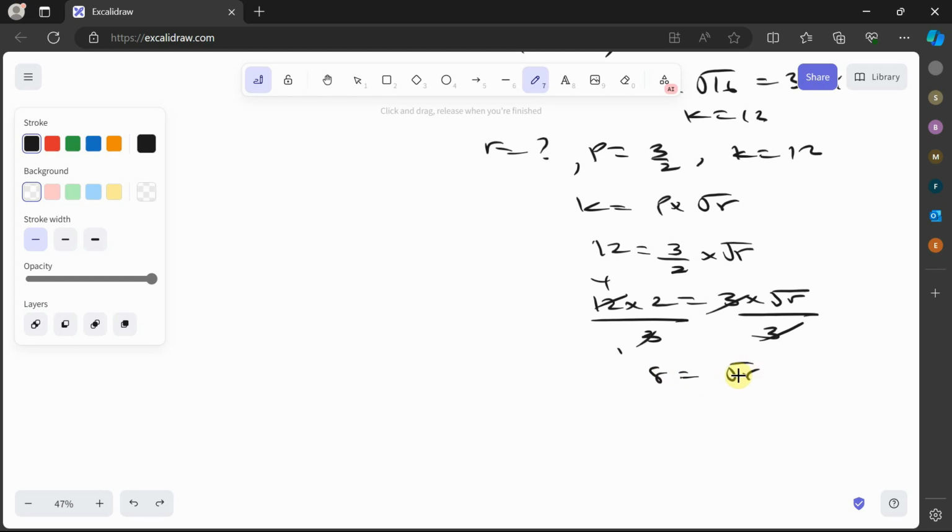To make r stand alone because of the square root, I can square both sides. So I'll just say squaring both sides. Of course, in the exam, you want to be writing all these things because that's how your lecturer or your teacher will know what you're doing.